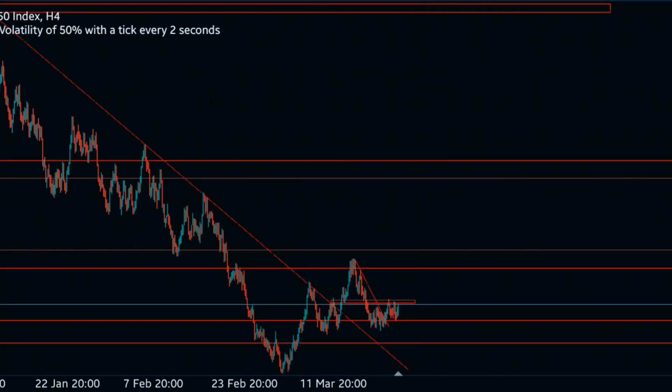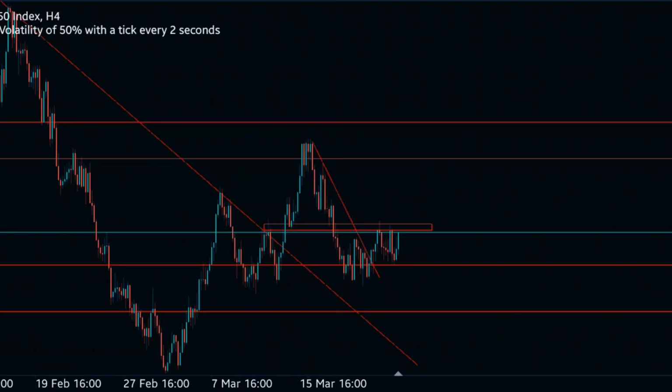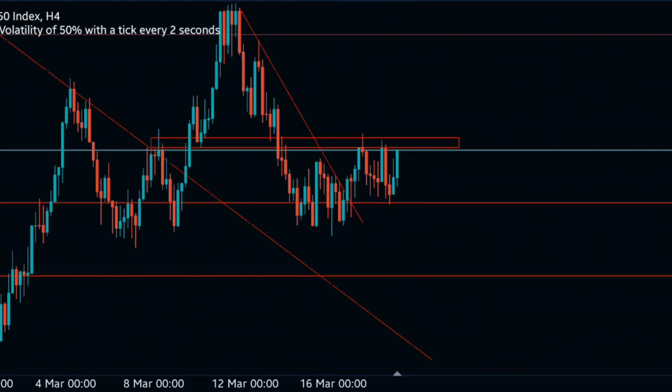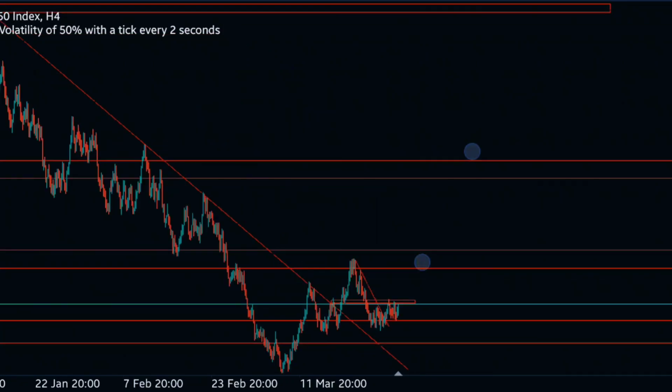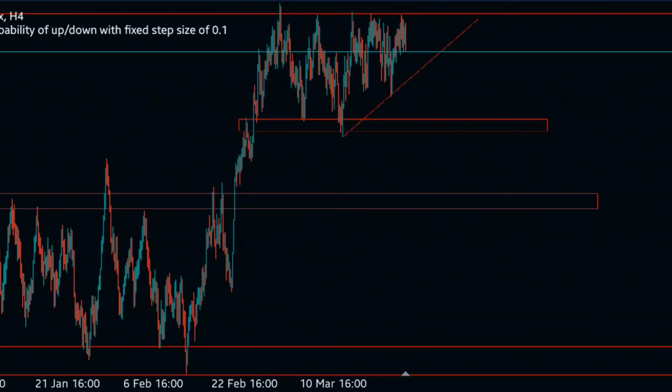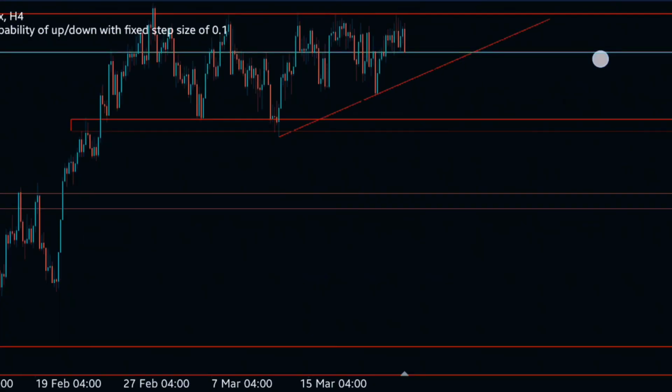For volatility 50 index, I am more bullish. I am bullish because I'm waiting for price to break above this 4-hour resistance, break, retest, then I'll swing it up all the way to the daily resistance, the point of interest or target. Okay, that is that. Then on step index, as you can see, this is a range, this is a mess. I'm not going to be interested in this at all.